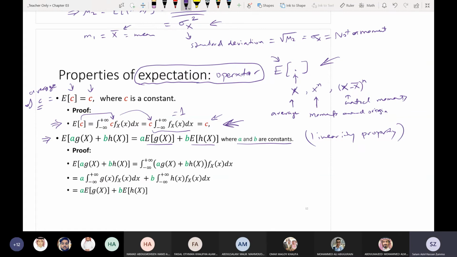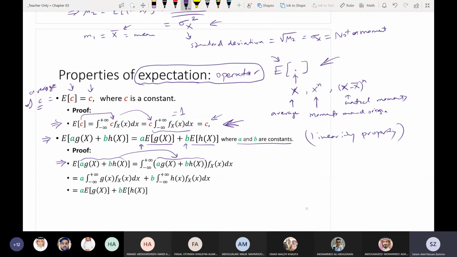So expectation is a linear operator. If I multiply by constants and take functions, it's the same as, instead of taking the expectation of the whole thing, taking the first constant multiplied by the expectation of its function, plus the second constant multiplied by the expectation of the other function. And the proof of this is as follows. The expected value of a g(x) plus b h(x) equals whatever is inside, we just multiply it by f_X(x) and integrate, right?